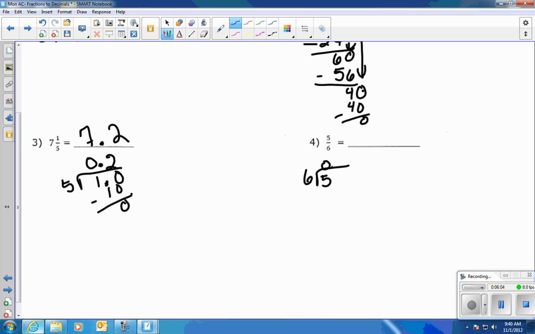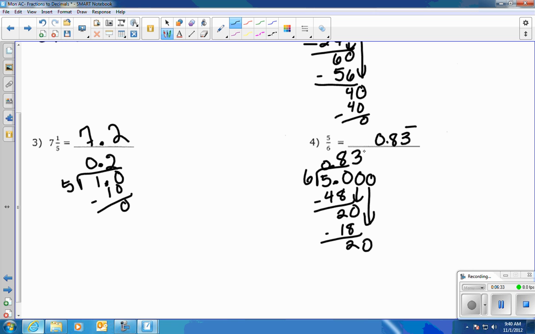6 does not go into 5, so I add my decimal and my 0. 6 goes into 50. 6 times 8 is 48. Draw another 0. 6 goes into 20 3 times. That's an 18. So I do have 2 left over. So because I have 2 left over, this is telling me that this is going to repeat. Now it's only the 3 that's going to be repeating, because this next value would be a 3 again, over and over and over again.